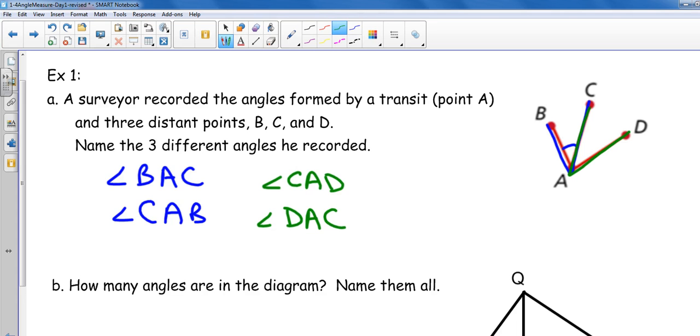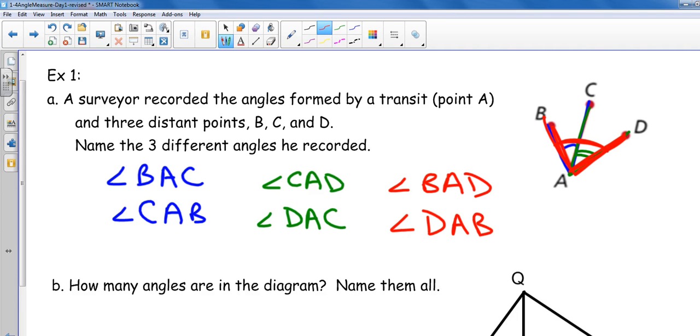If you said angle DAC, that would be the same thing, but going backwards. And the third angle that we see in that picture is if you actually ignore ray AC and look at the entire angle, you would see a larger angle, BAD or DAB if you switch that around. So those were the three angles, the blue, green, and red. One of each of those is what you should have had.